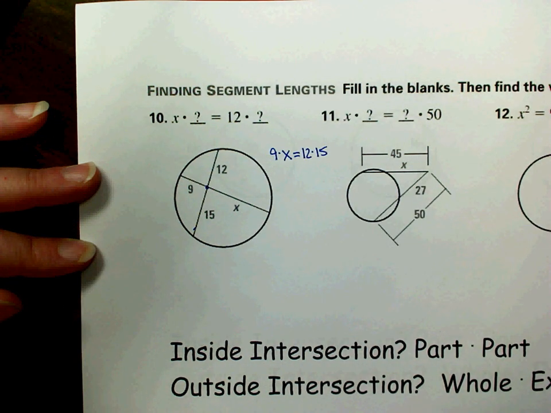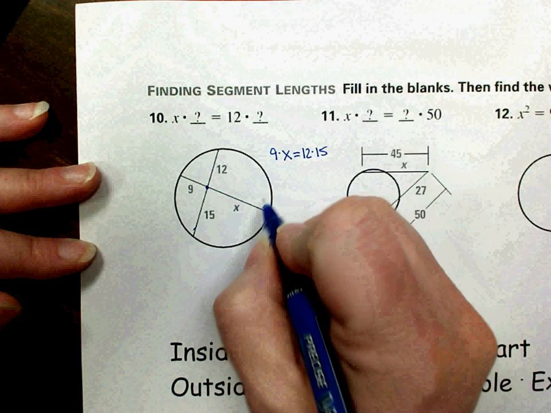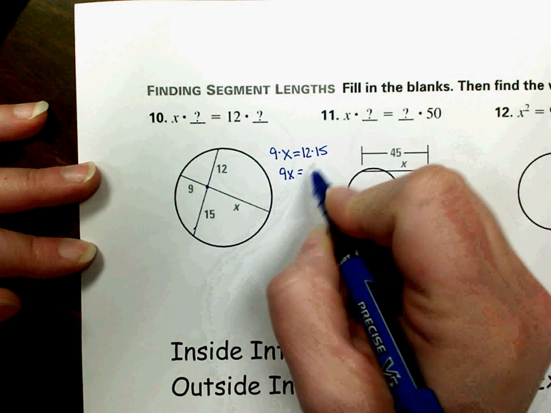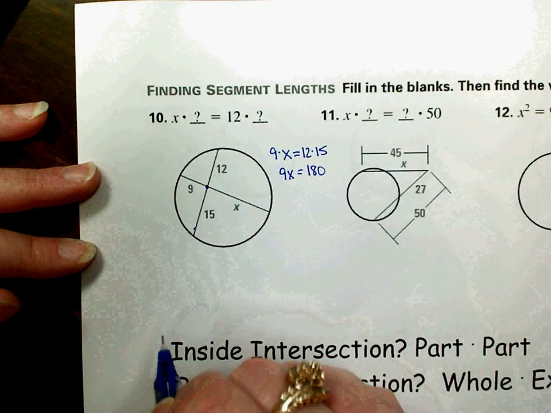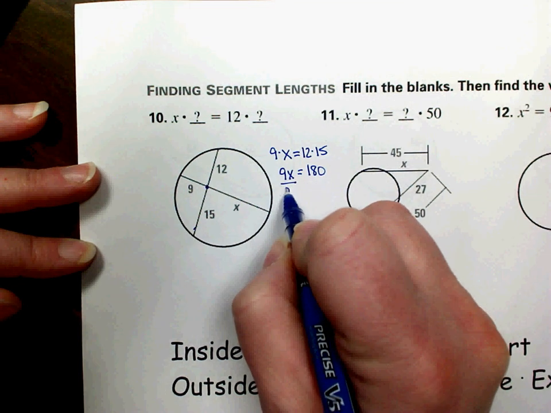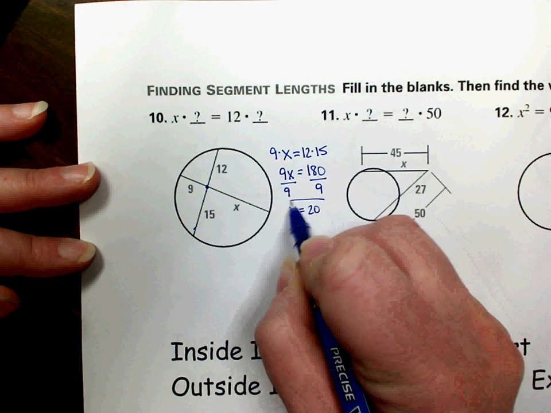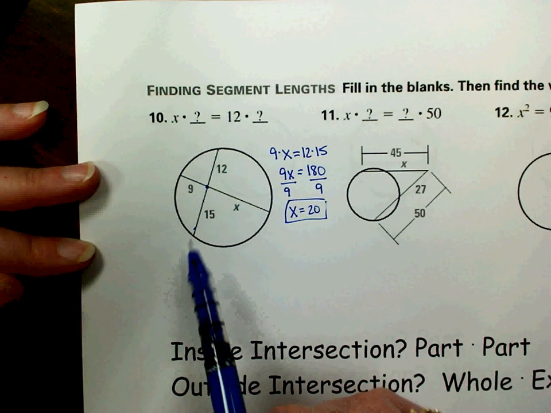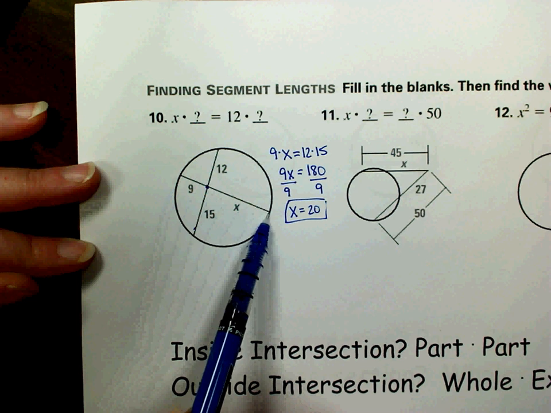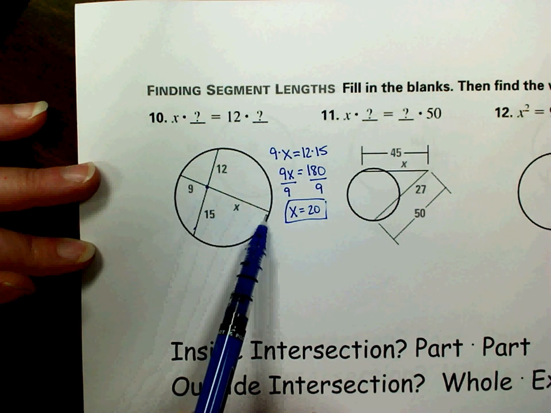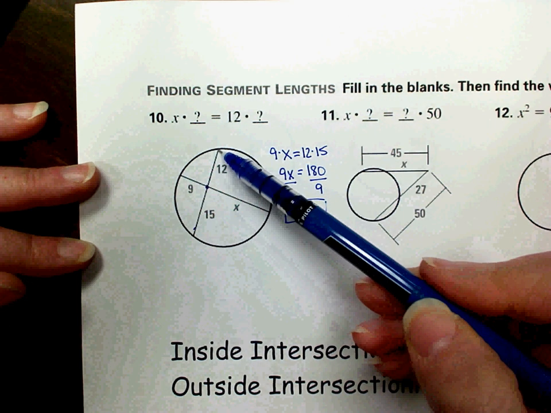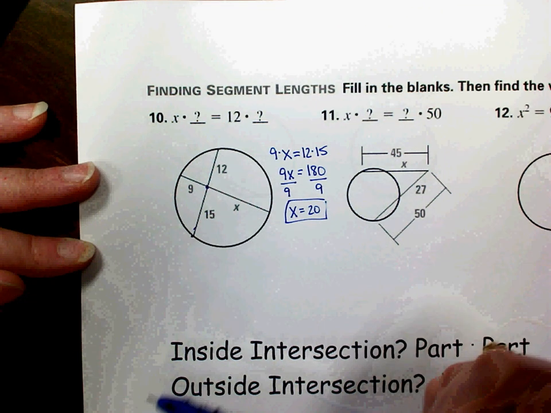So when we multiply the 9 times x, obviously we get a 9x. 12 times 15 is 180. So when we divide both sides by 9, we get x equals 20. So that's all that we're asked for here. But again, if we were asked for the length of the chord, we'd add the 9 and the 20 here to get 29. Add the 12 and the 15 here to get 27.